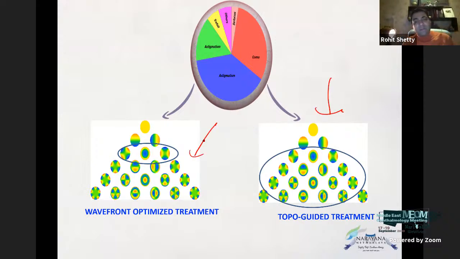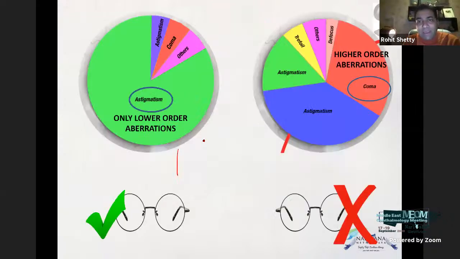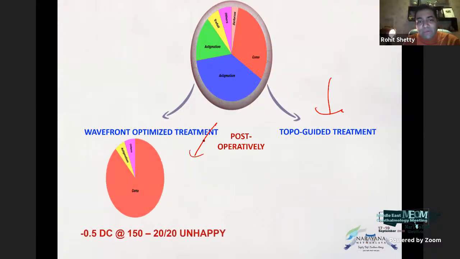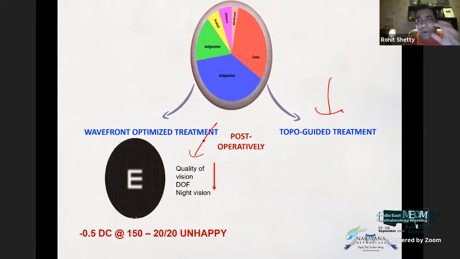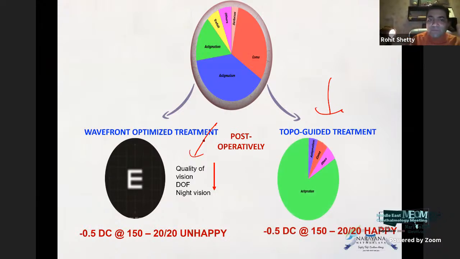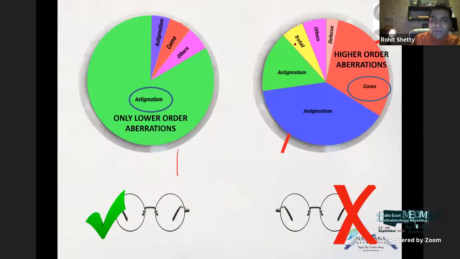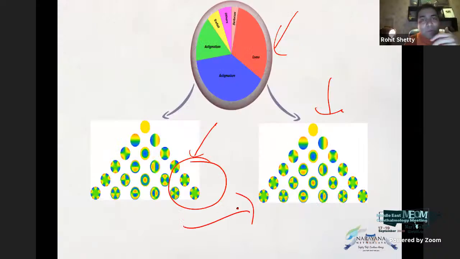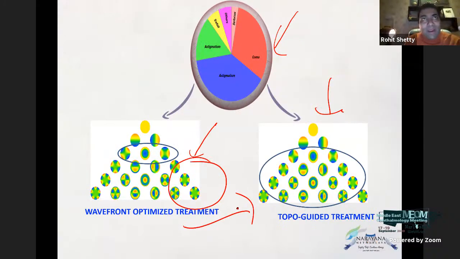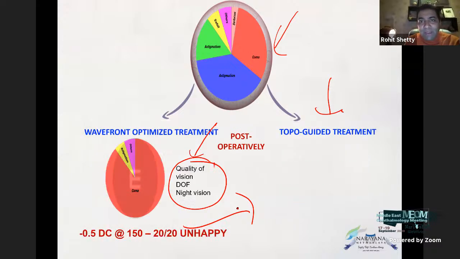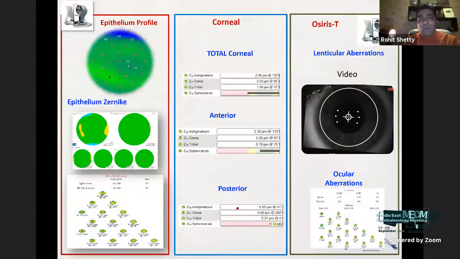It's very important, because if you don't know this and if you treat everybody the same way, then your patient will end up very unhappy because you have not taken care of aberrations. So understanding aberrometry is very important. And the same patient, if you do this, his quality of night vision will be terrible with this kind of picture, because you have given both patients the same treatment, a wavefront optimized treatment instead of a topography-guided treatment. So you have to be very clear in patient selection about what kind of cornea you have.